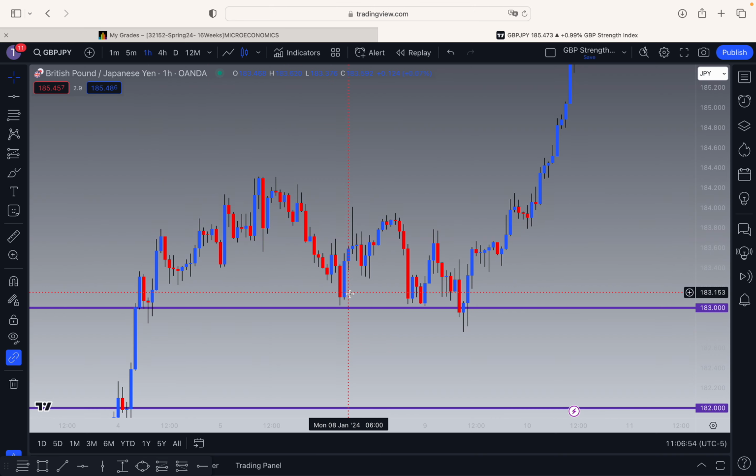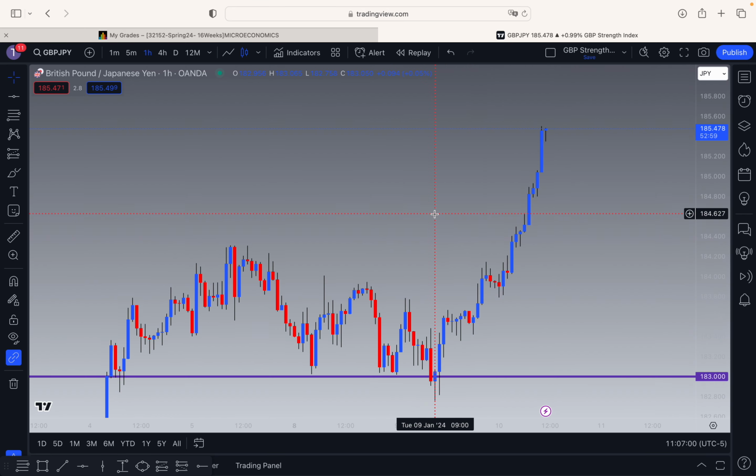Buyers come back. It's another support. Buyers come back. Another support. Final support until price takes off.